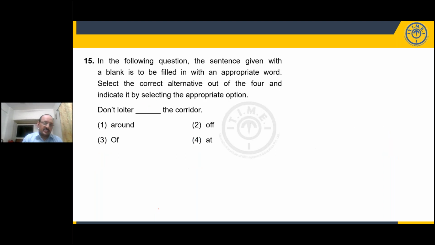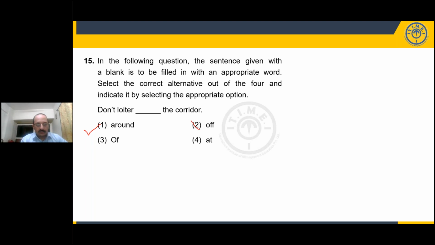Don't loiter dash the corridor. What does loiter mean? Just hang around without doing any work. So like we just used, we say don't hang around the corner, right? Similarly with loiter, the word around is always used. Loiter is always succeeded by the preposition around. Don't loiter around the corridor.